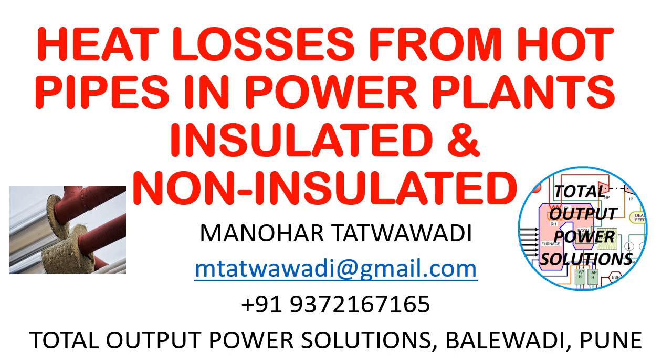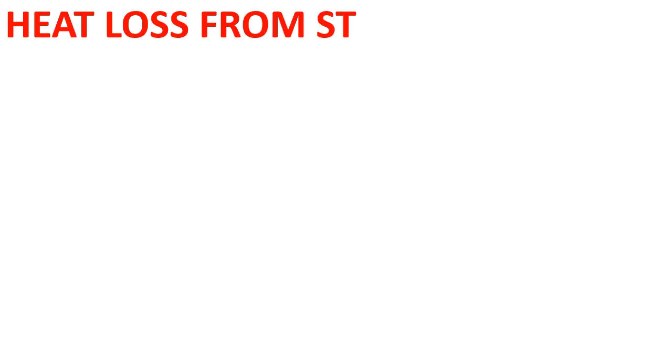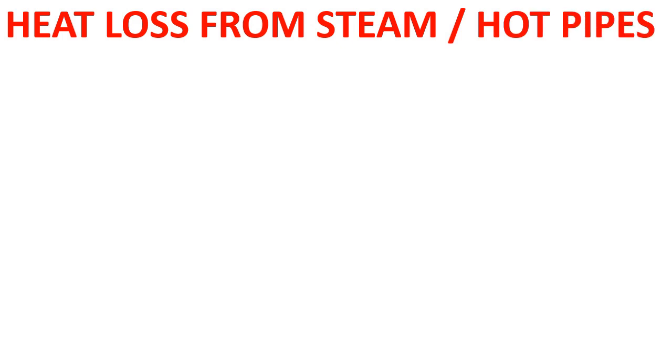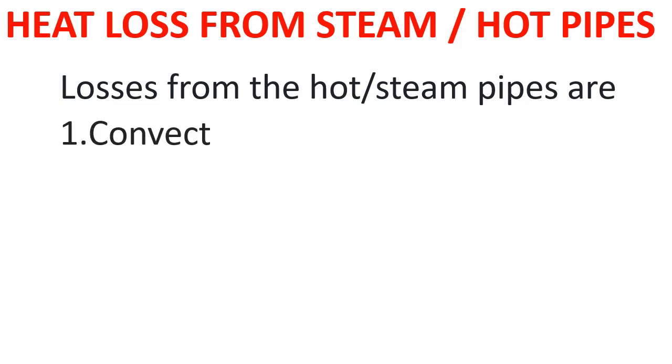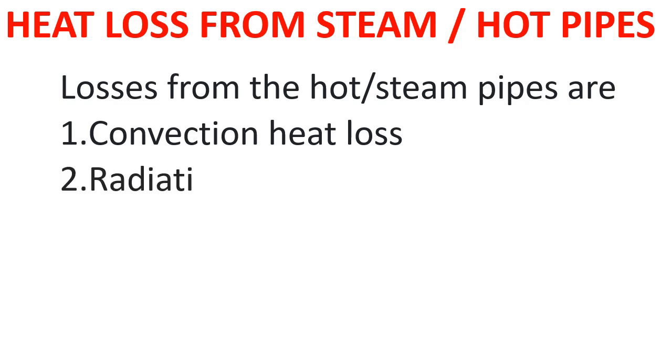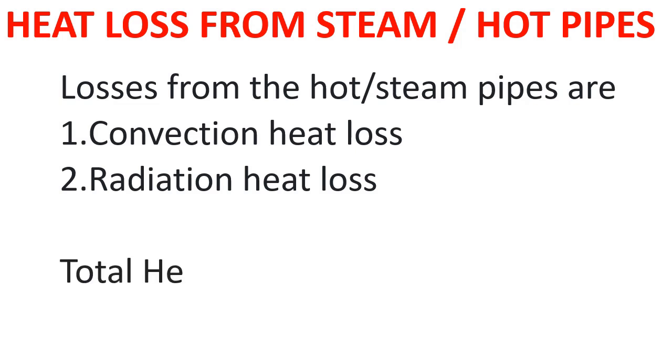So here we will discuss the heat loss from the steam or hot pipes. There are two types of losses from the hot pipes. The first one is the convection heat loss, and the other one is the radiation heat loss. When they combine, we find the total losses. So total heat loss would be equal to 1 plus 2. We take an example for this.